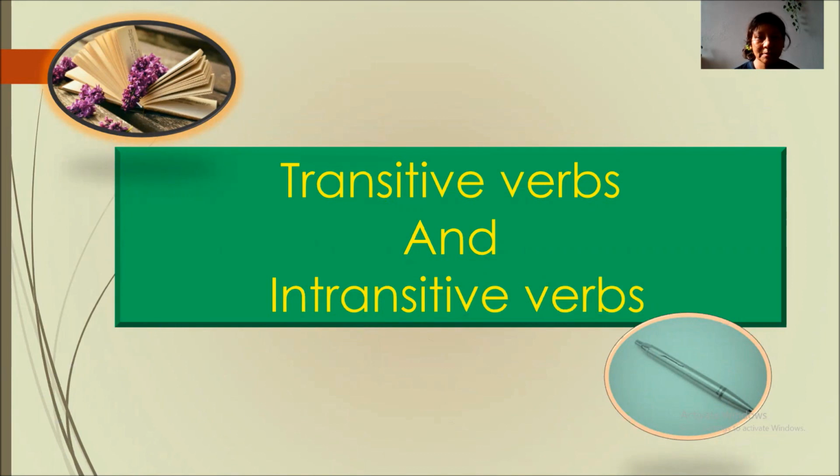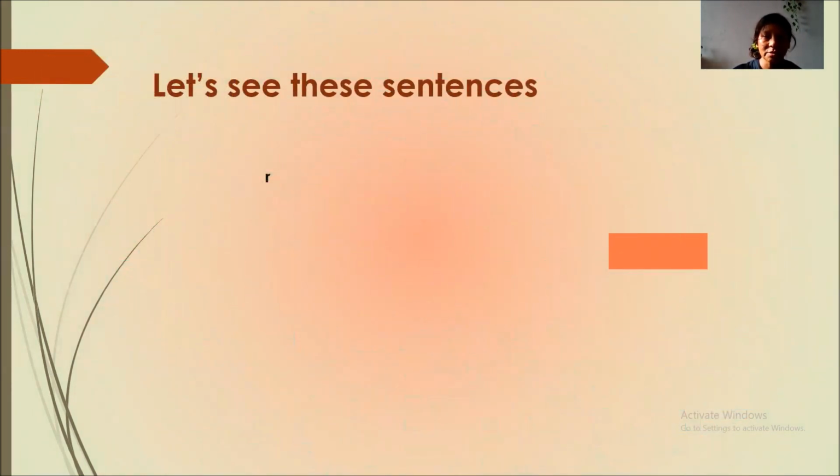Could you tell me? Okay, a verb is described as transitive or intransitive on the basis of whether it requires an object to make sense or not. Okay, before going through transitive verbs and intransitive verbs, let's see these sentences first. Okay, here, she is painting the walls.